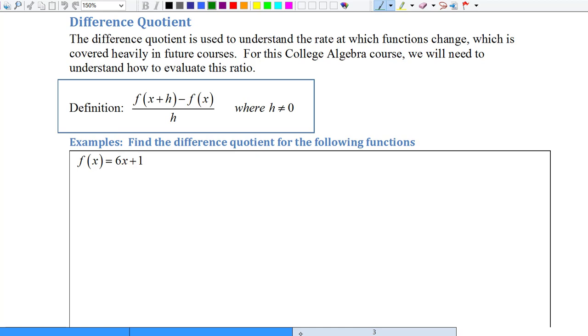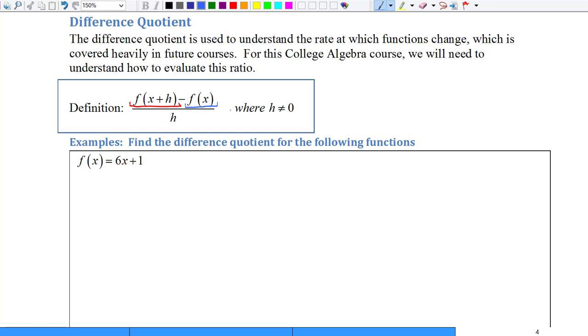So here is the definition, which you do not have to memorize until you get to future classes. In this class, I'm just going to go ahead and give it to you, where we have the function f of x plus h, so that's this part right here. Then we're going to subtract f of x and then divide that whole thing by h. And it says where h is not equal to 0, h can't be 0 because we're not allowed to divide by 0. So for our first example, we have f of x equals 6x plus 1.